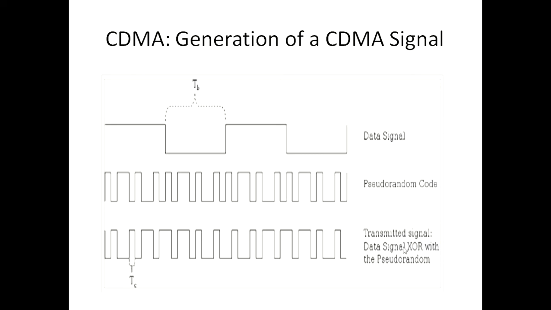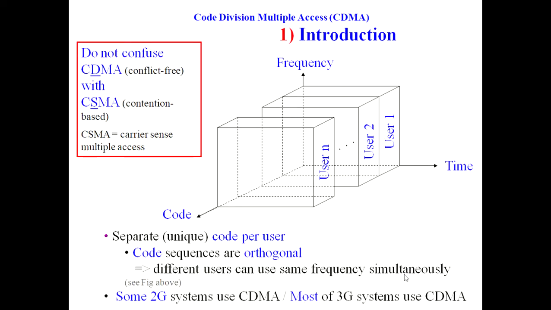This is another repetition of the introduction. Here this is CDMA. Please do not get confused between CDMA and CSMA. CSMA is carrier sense multiple access, which is used to avoid collision, and it is based on the contention method. It is used to avoid collision between the contending users. That is in the data link layer of IEEE 802.11.